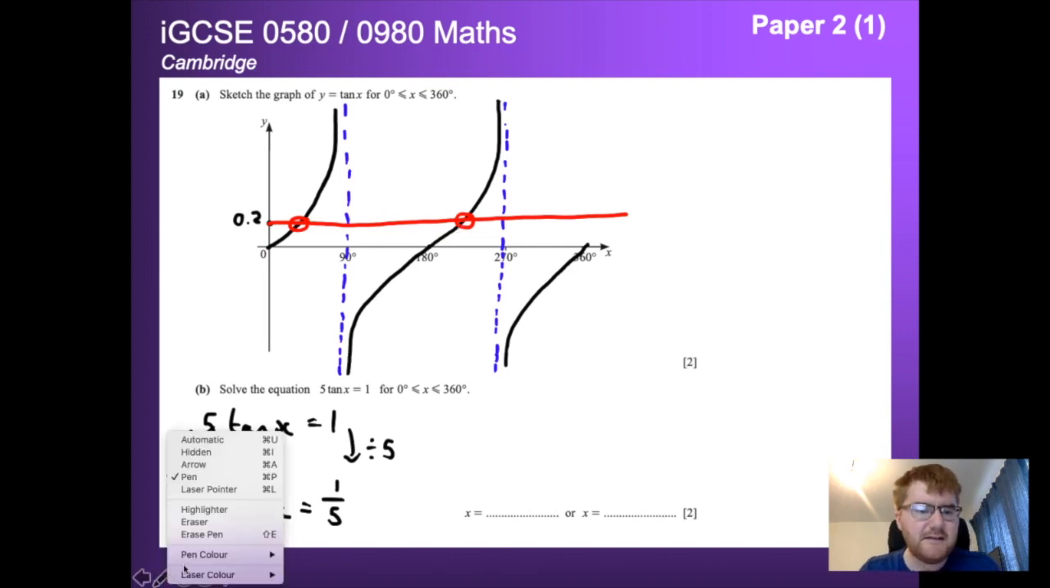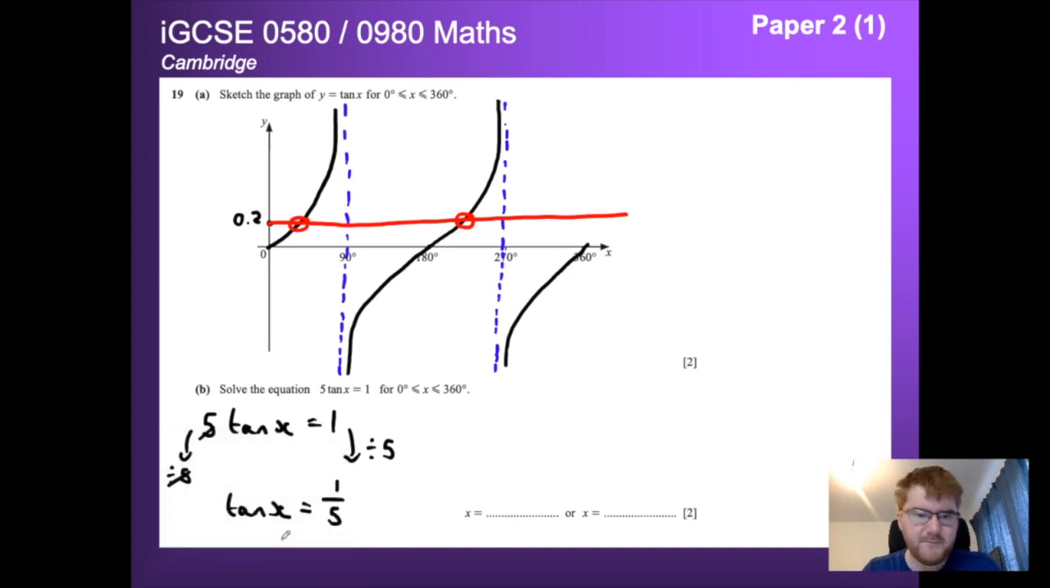Now our calculator is clever enough to work out one of them for us. So if we take tan x equals 1/5, I'm sure you've learnt this already, that to work out x we do the tan inverse of 1/5.